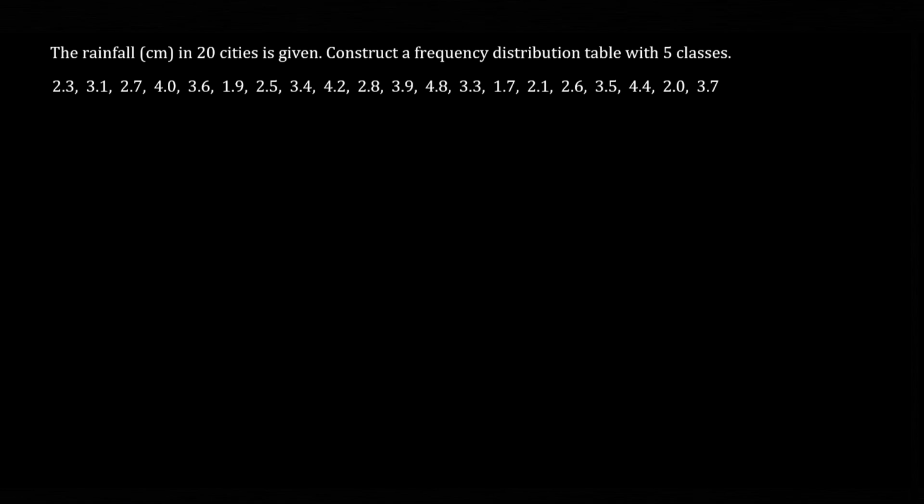We are given the rainfall in 20 cities, and we want to construct a frequency distribution table with 5 classes. We first want to start with a table with 4 columns. The first column are classes. The second column is the class boundaries, but we will just denote this as boundary. The third column is tallies. And the last column is frequency.